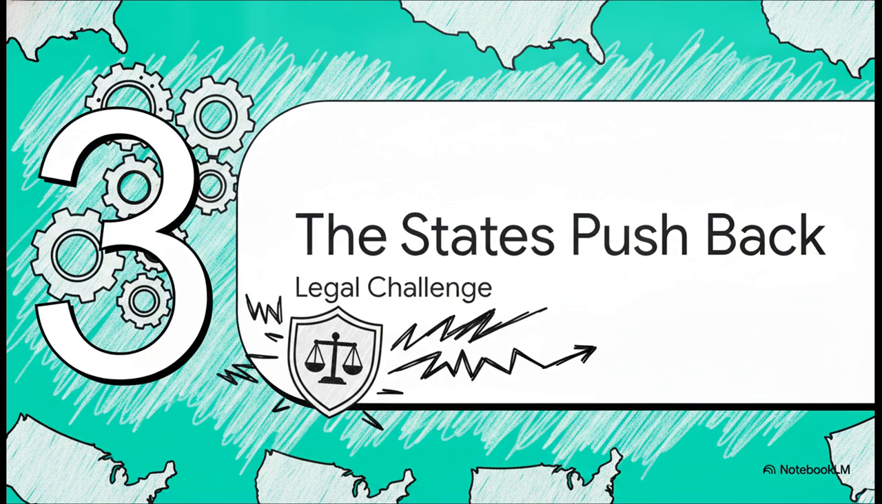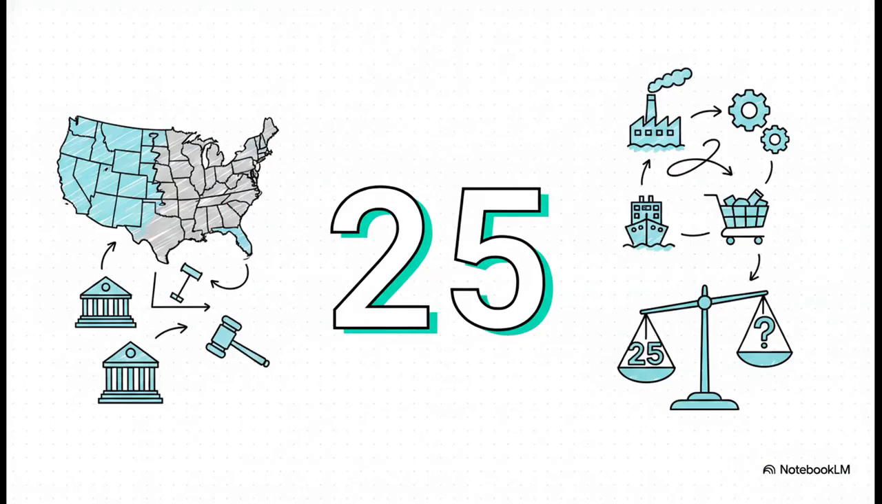But on to Section 3, the states push back. And wow, they are pushing back hard. A massive coalition of 25 U.S. states has teamed up to take the president to the U.S. Court of International Trade. This group is led largely by Democratic governors and state attorneys general. But think about that number for a second, 25. That is literally half the country joining forces to form a united legal front against the federal government's trade policy.